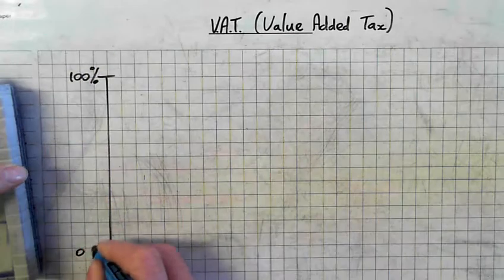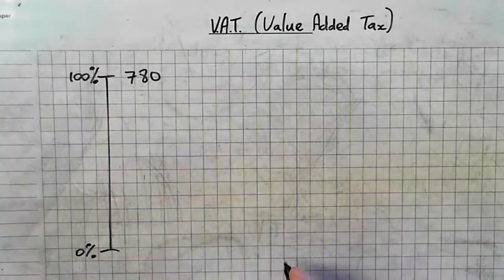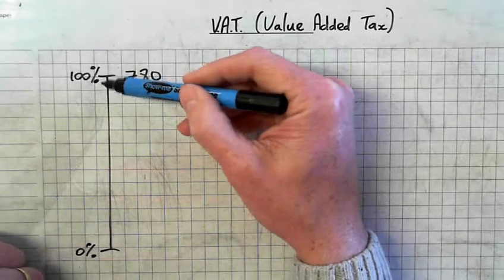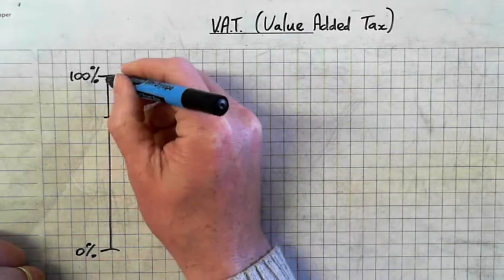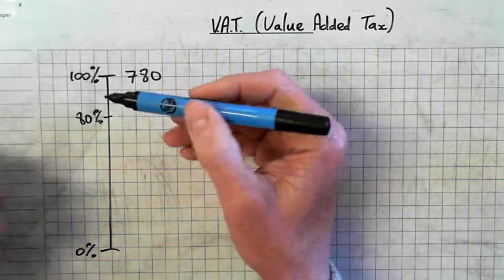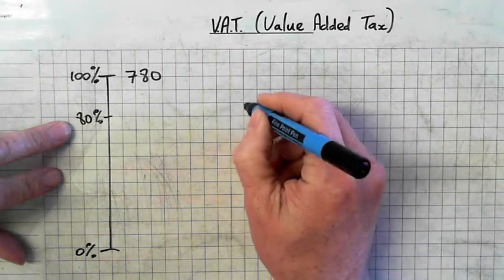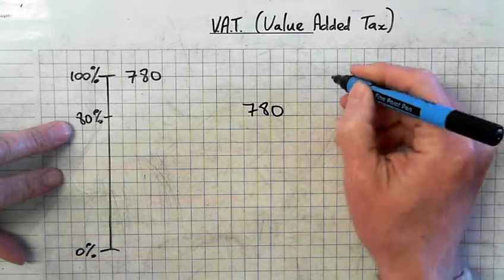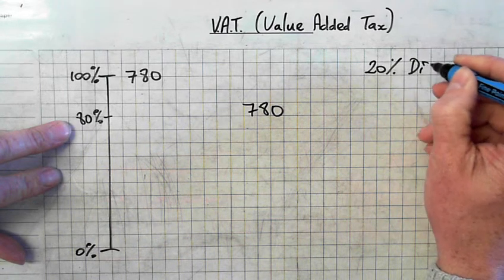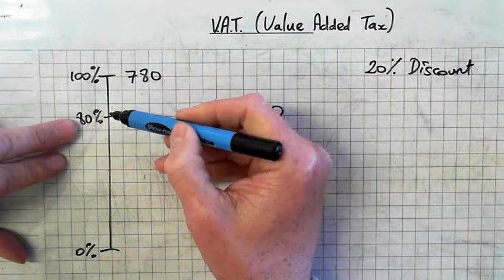100% of the price, 0%. So it's $7.80. So we have to reduce the price. We have to take off 20%, which means we have to get 80% of the price. Right, so $7.80. If you get a 20% discount, that means you get 1/5 off.